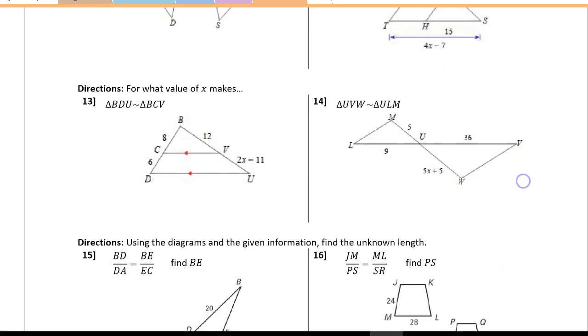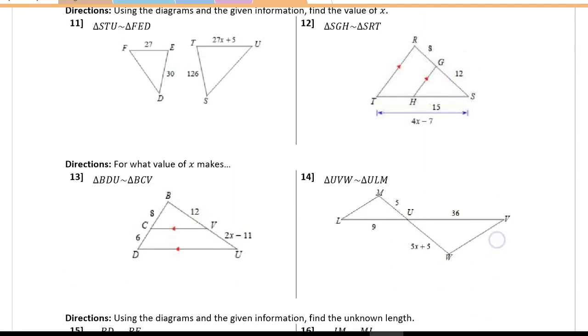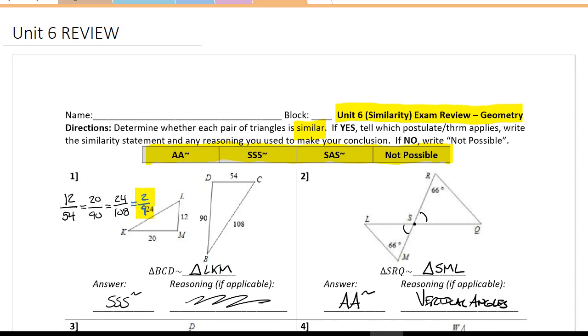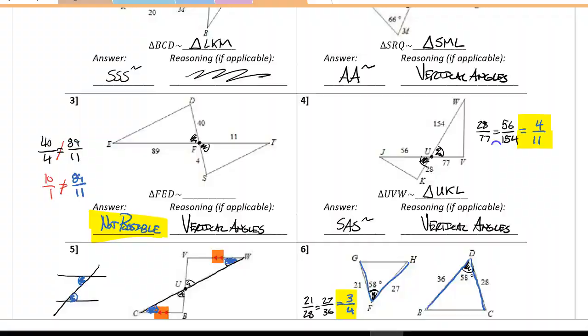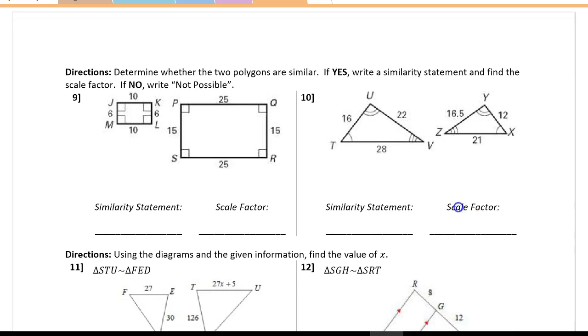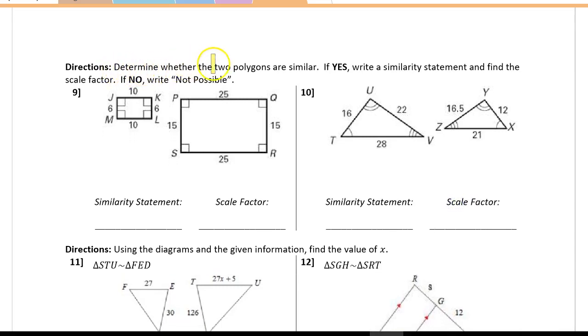Questions number 9, 10, 11, 12, 13, 14, 15, and 16 from the Unit 6 Similarity Exam Review Geometry. Questions number 9 and 10, determine whether the two polygons are similar. If yes, write the similarity statement and scale factor. If no, write not possible.